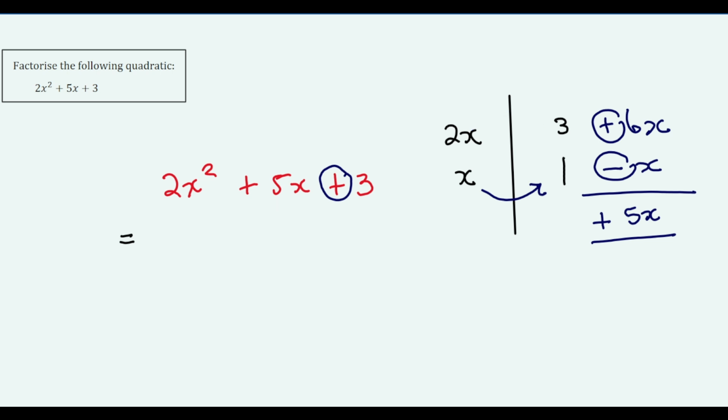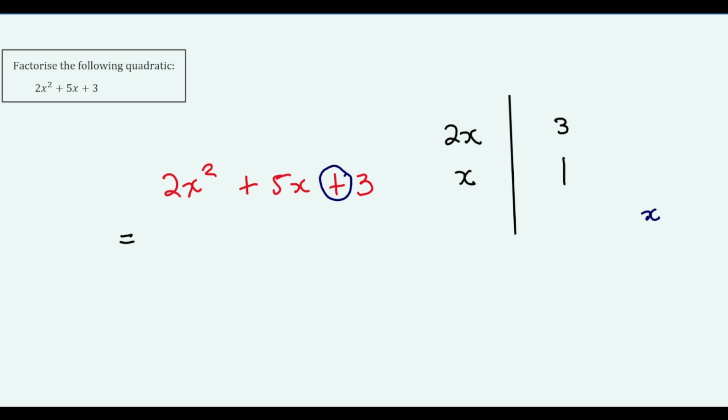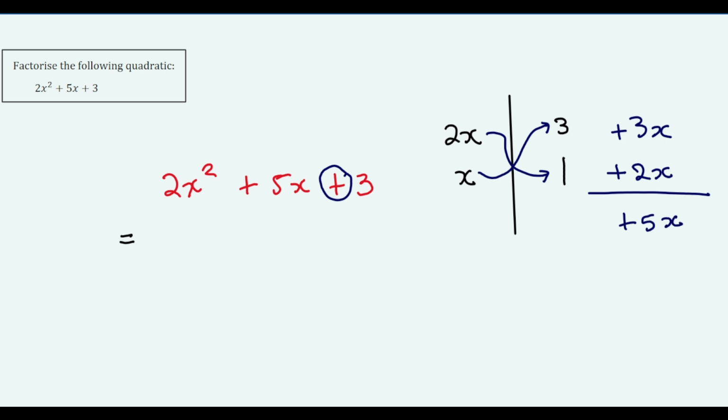Let's try cross multiplying. What will we have then? If I do 2x times 1 and x times 3, 2x times 1 is 2x, and x times 3 is 3x. If I happen to make both of these positive and add them together, I'll have positive 5x. And in this case, positive times positive is positive. So it matches the sign of the last term. So this is probably the combination that we need. Let me write down my two brackets.